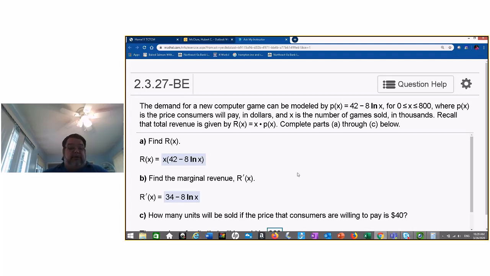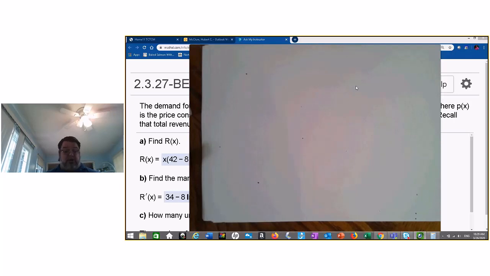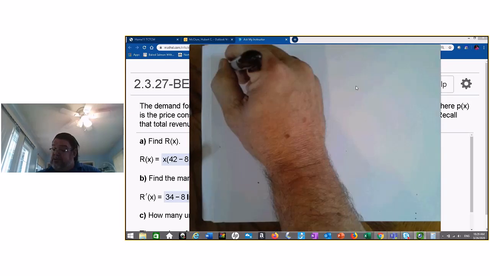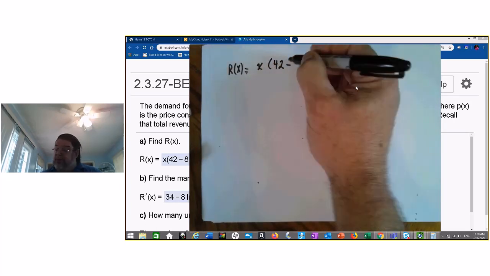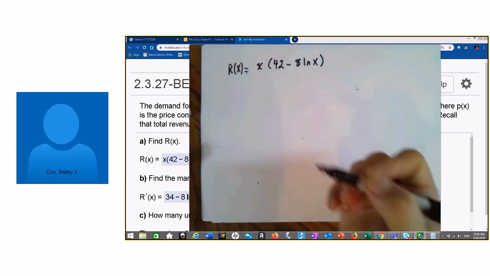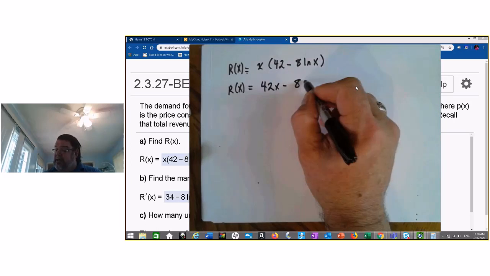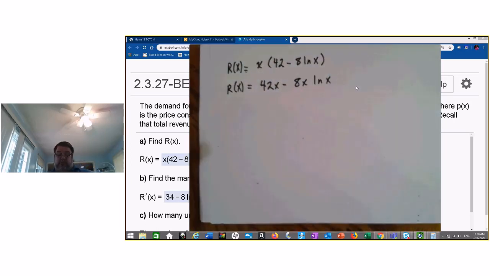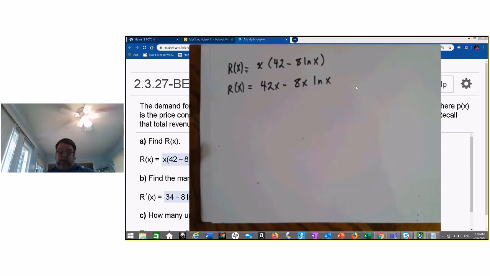Okay, so let's go to the problem. I've got it in front of me. So R of X is going to be X times 42 minus 8 natural log of X. So R of X is going to be 42X minus 8X natural log of X. Okay, so that's R of X.